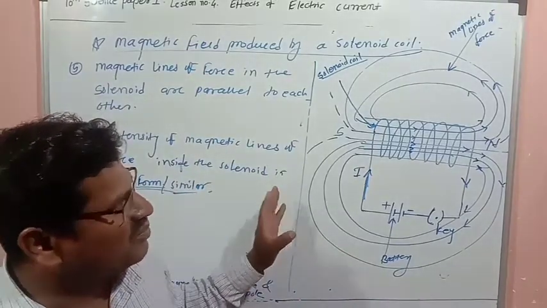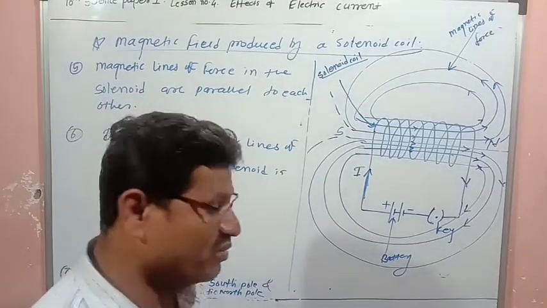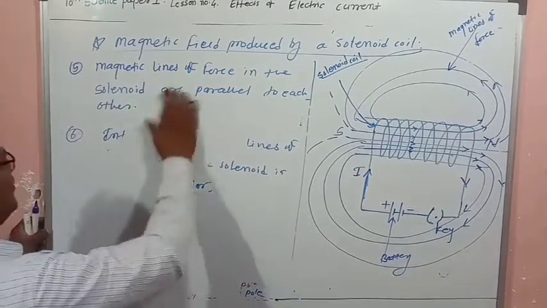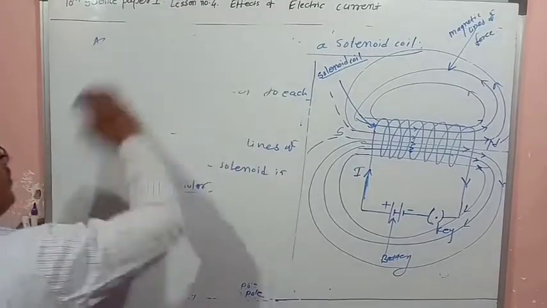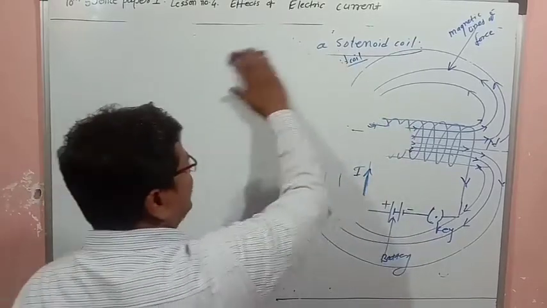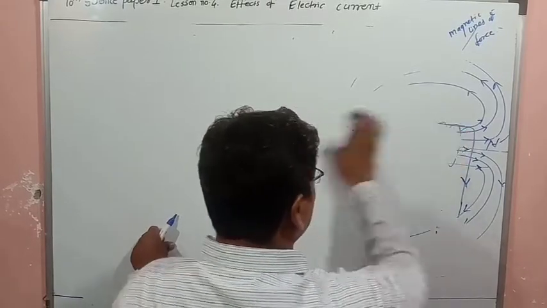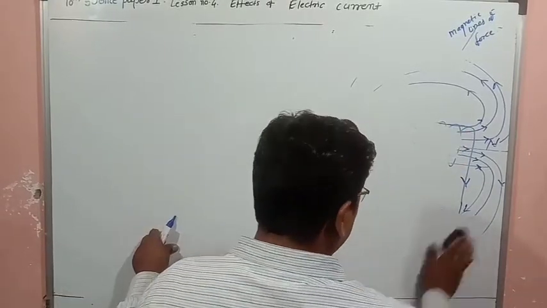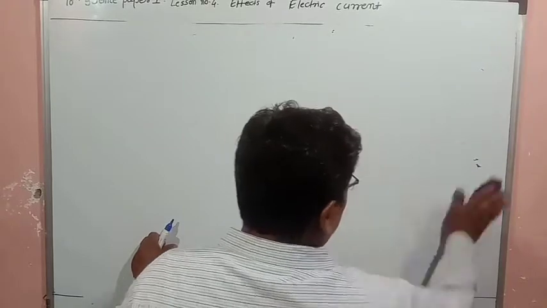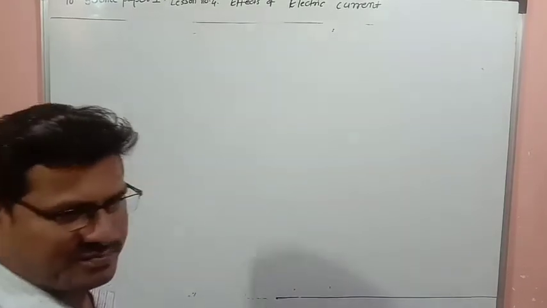So after the solenoid coil, we are going to study Fleming's left hand rule. So what is Fleming's left hand rule? It is a very easy rule, and it is related to your left hand. You have to stretch your thumb, your forefinger, and your middle finger, and then the rule will tell us the directions.